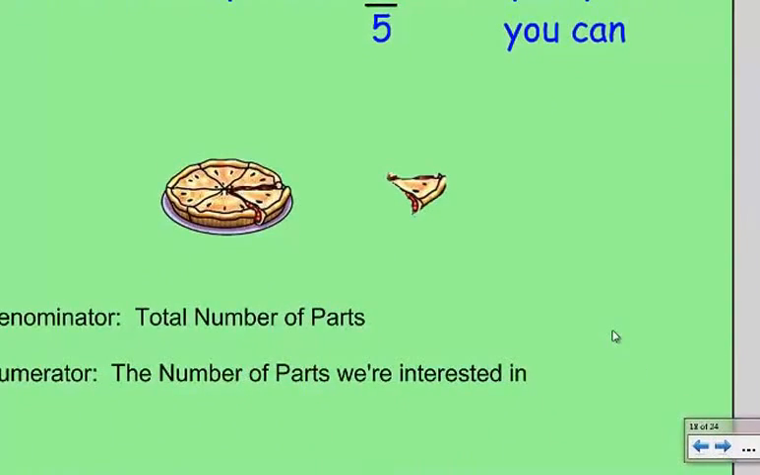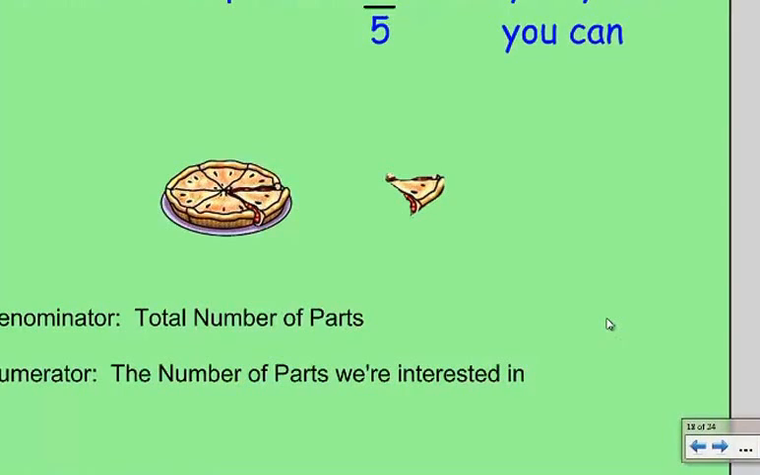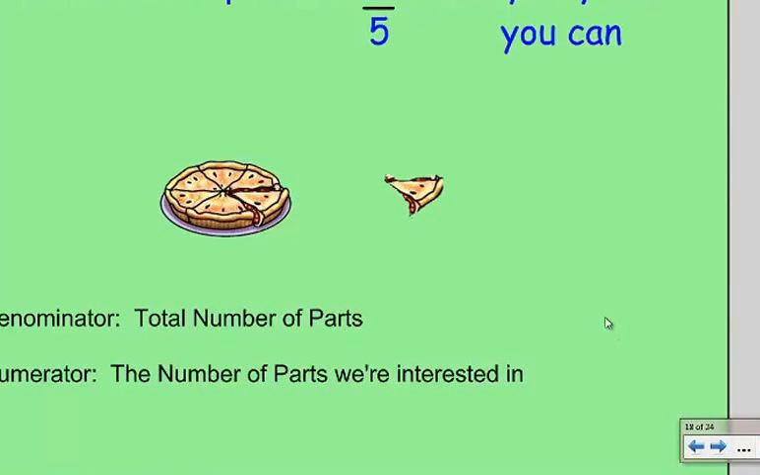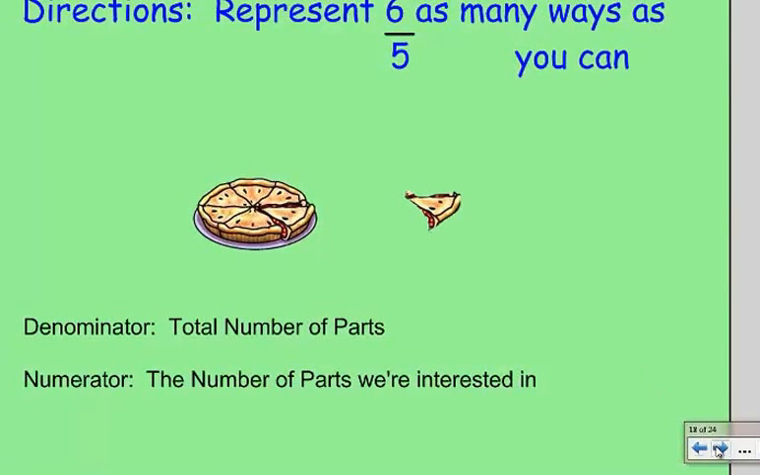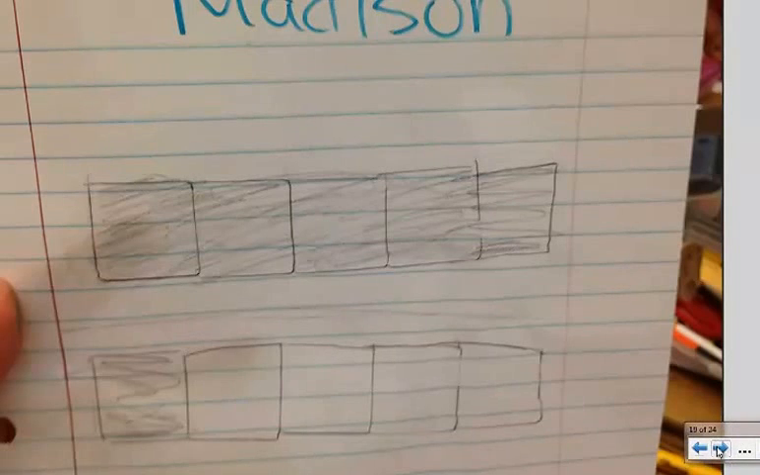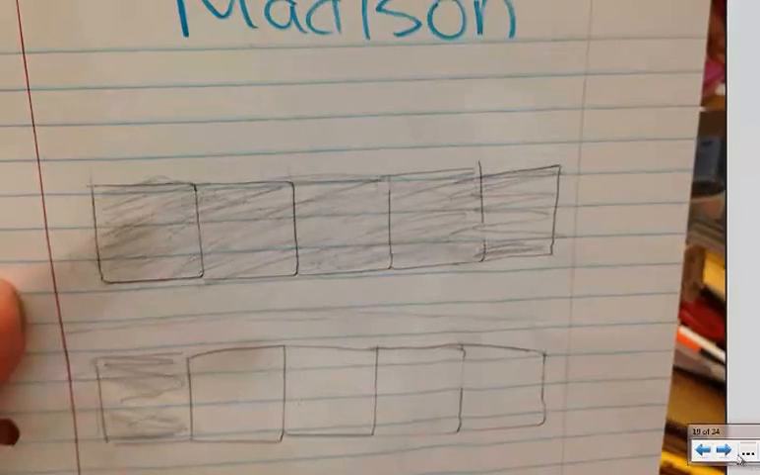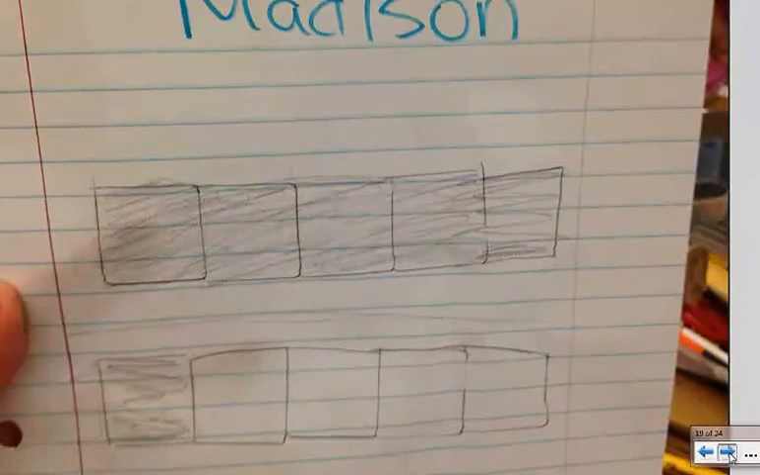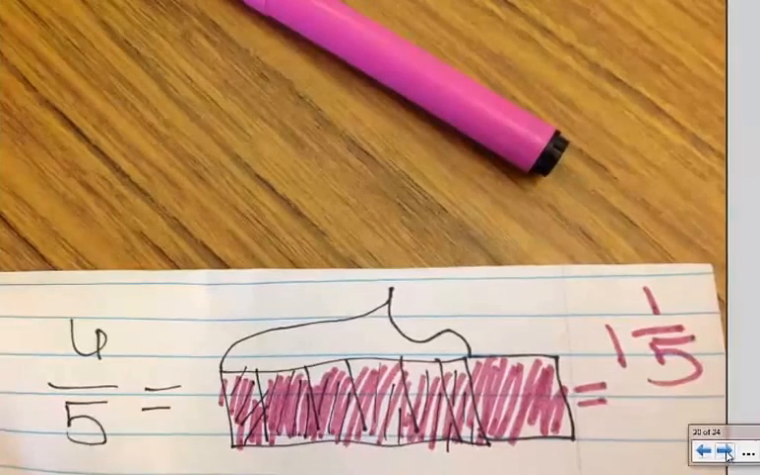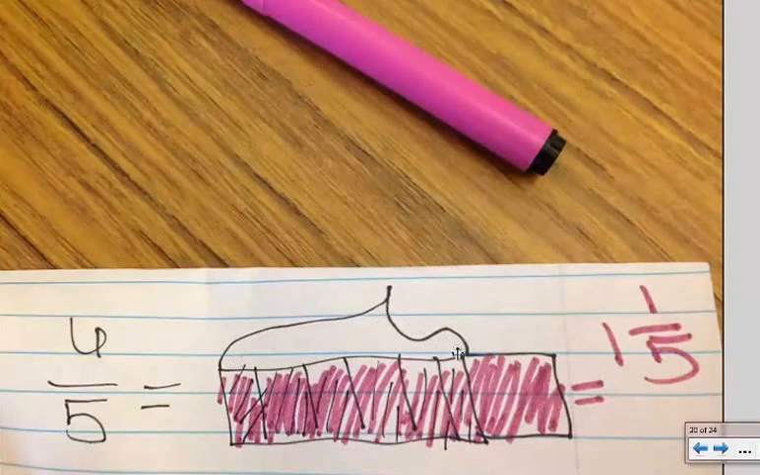Now the question gets a little harder when we ask you to do an improper fraction, or a fraction where the numerator is bigger than the denominator. So they're also asked to represent 6/5 as many ways as they can. This student chose to represent 5/5 fully colored in, and 1 more makes 6/5. This student drew the entire bar as 1, and then a little bit sticking off of it.